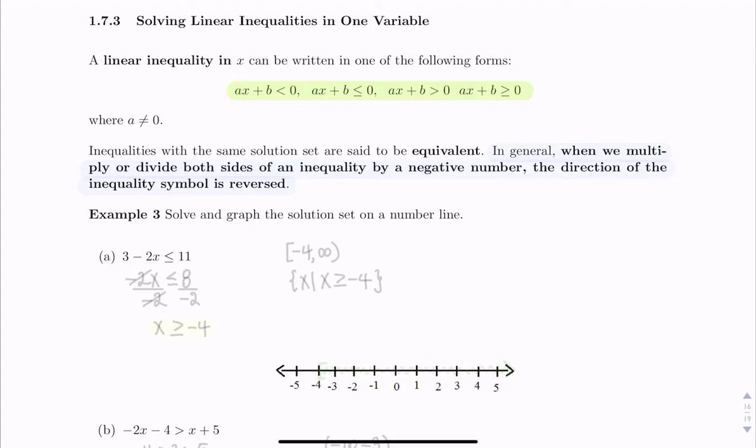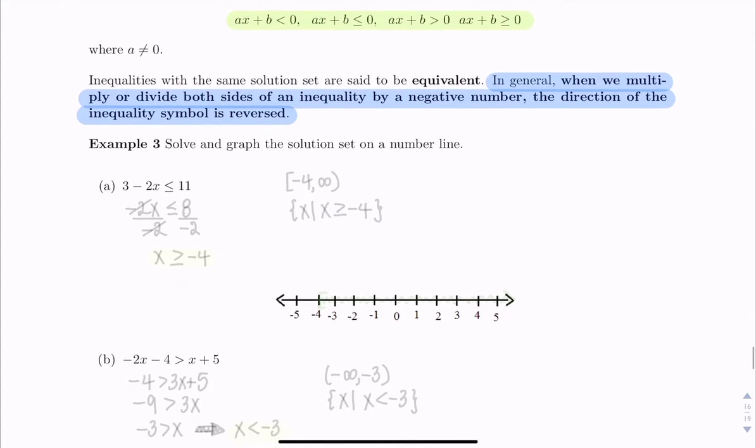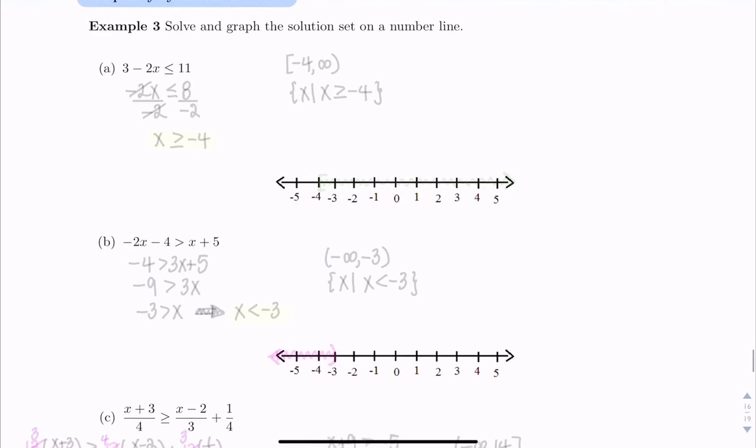In general, when we multiply or divide both sides of an inequality by a negative number, the direction of the inequality symbol is reversed. And this cannot be stressed enough. If you multiply or divide both sides of an inequality by a negative number, you must flip the sign. If you forget to do this, you will end up with the wrong answer. So this is very, very important. Let's go ahead and use this information to solve and graph the solution set on a number line.